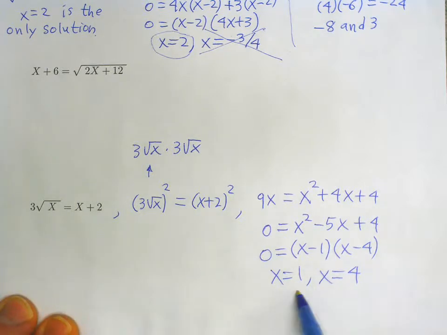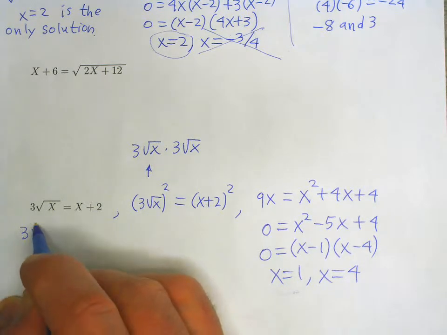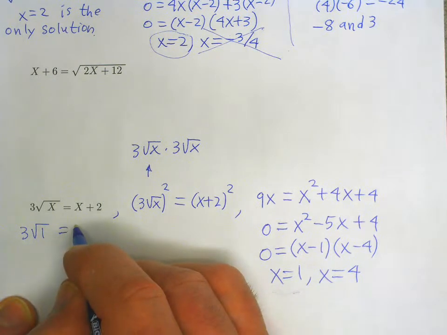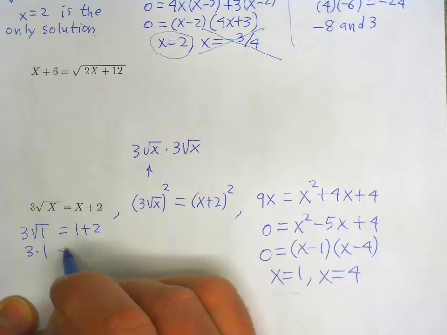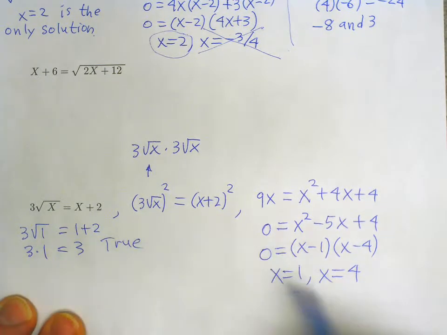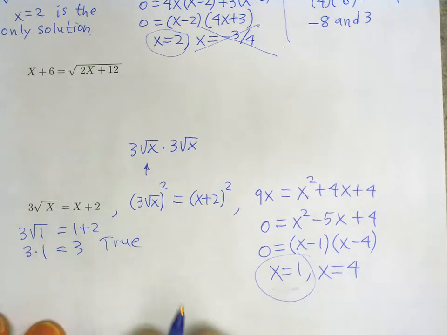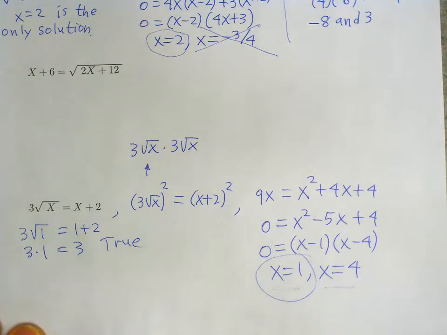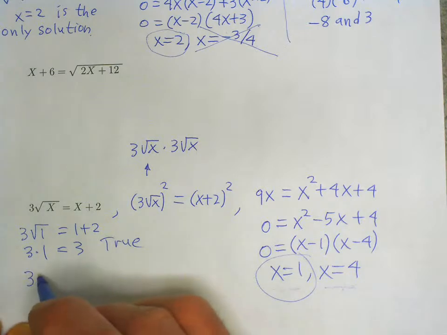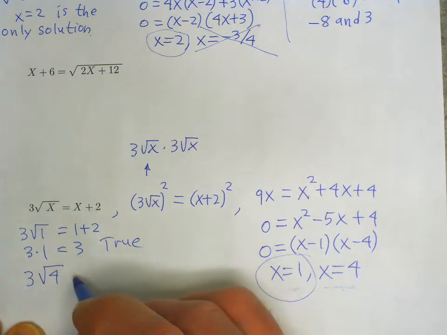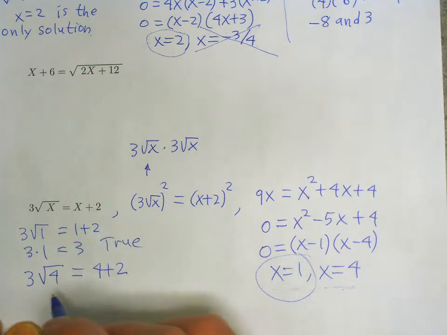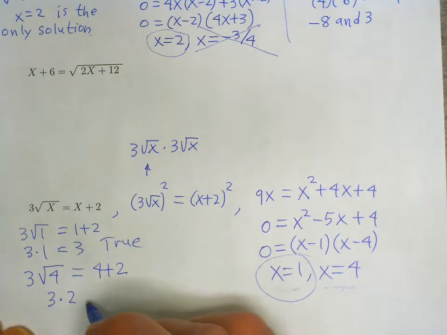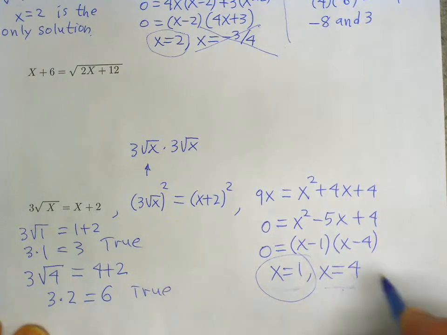First, we'll check x equals 1. So 3 times the square root of 1, replace every x with 1. And the square root of 1 is 1, so 3 times 1 equals 3. That's true. So that means x equals 1 is the solution. Then check the other candidate, 4. Replace every x with 4. So 3 times the square root of 4 equals 4 plus 2. Square root of 4 is 2, so 3 times 2. And 4 plus 2 is 6. That is also true. So both of those are solutions to the original equation.